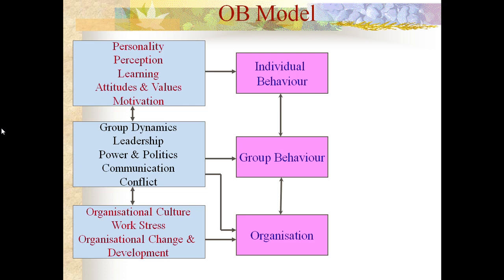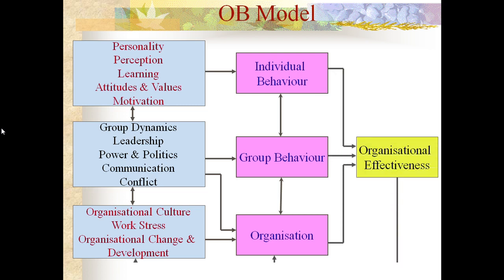But we have to understand that all the three levels, individual behavior, group behavior and organization, are interrelated, and similarly the basic elements are also interrelated, and these result in organizational effectiveness. The purpose is to have higher effectiveness. So in order to have higher effectiveness, we try to understand the individual behavior and the basis of that individual behavior. We try to understand the group behavior and the basis of group behavior. We try to understand the organization and related dimensions. So the ultimate purpose is attaining organizational effectiveness. So this is the detailed OB model.